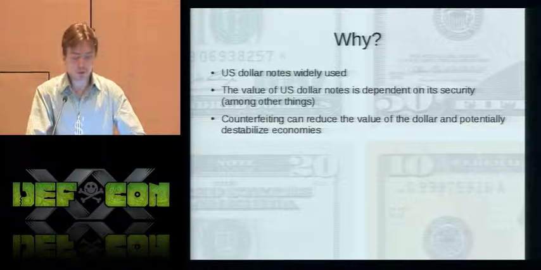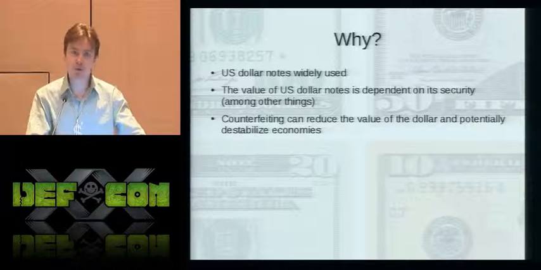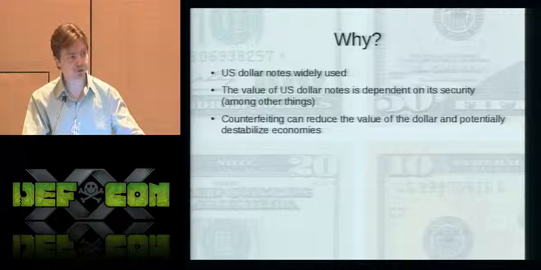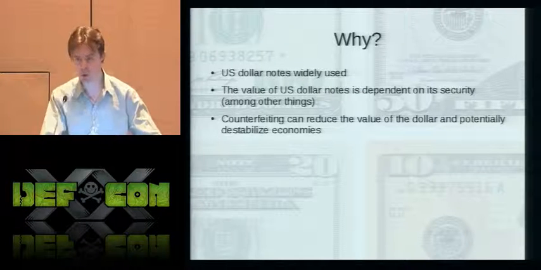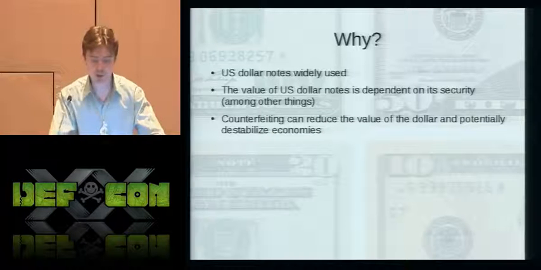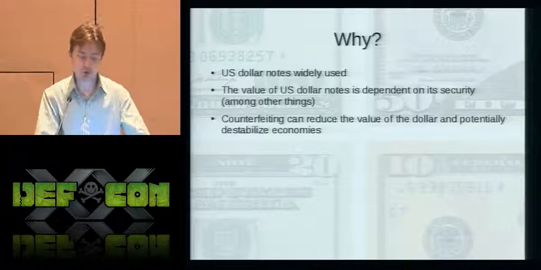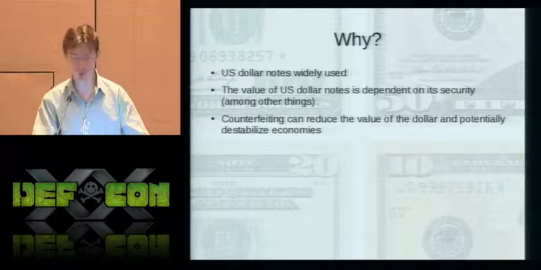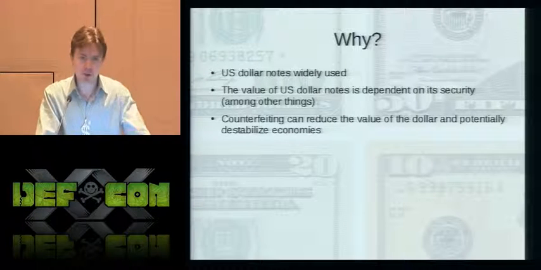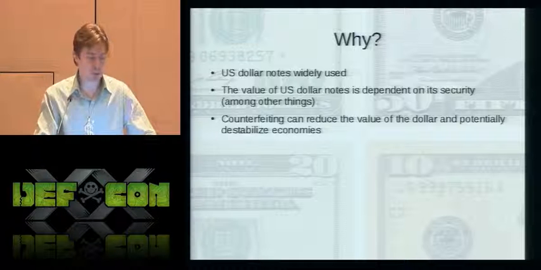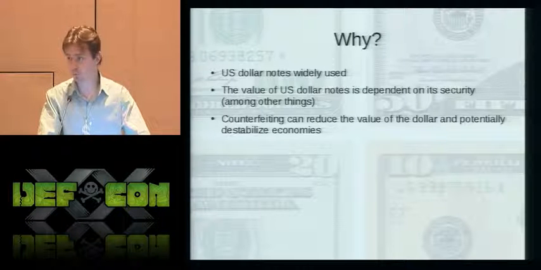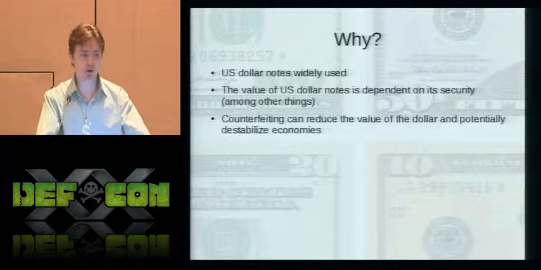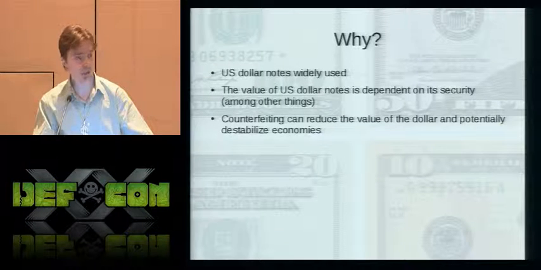The reason why this is important is that despite the fact that a great deal of financial transactions are done electronically, the US dollar note is still widely used both nationally and internationally. The value of the US dollar note, or any other note for that matter, is directly dependent upon its security, among other things. Counterfeiting attacks against currency at a low level will lead to financial losses to the victim of the attack, but at a medium level can devalue the currency, and at a large scale can actually constitute an attack of economic warfare.